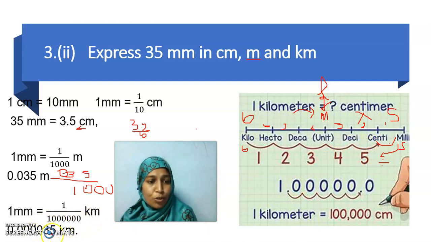Now I have only 2 numbers. The remaining 4 should be zeros. Then you have to place the decimal point. Is it clear, my dear children? Be careful while you do this conversion. If you make mistakes here, you will not be able to do it easily. Practice well. These units are very important.